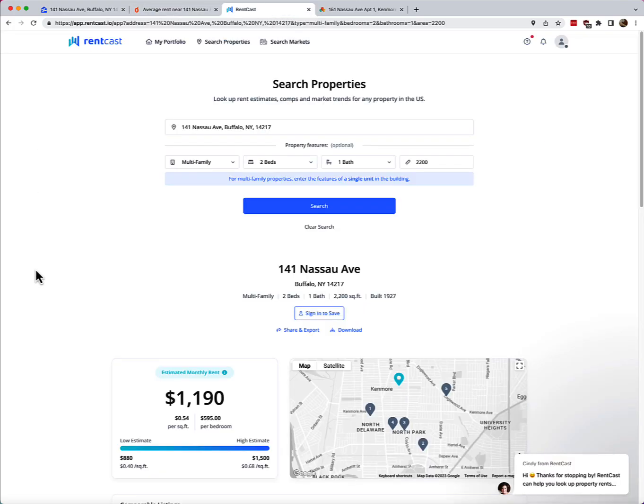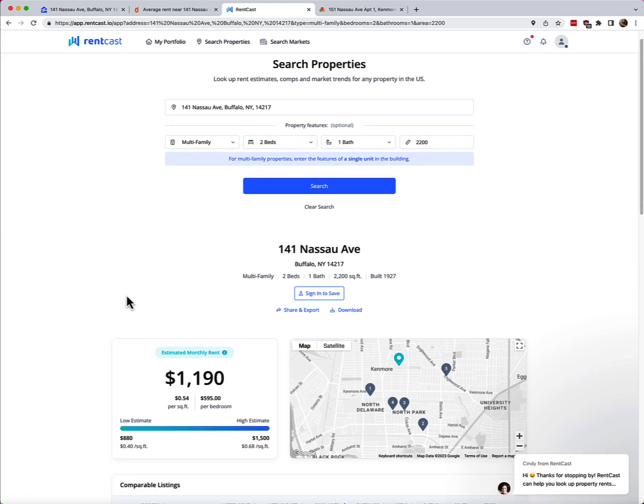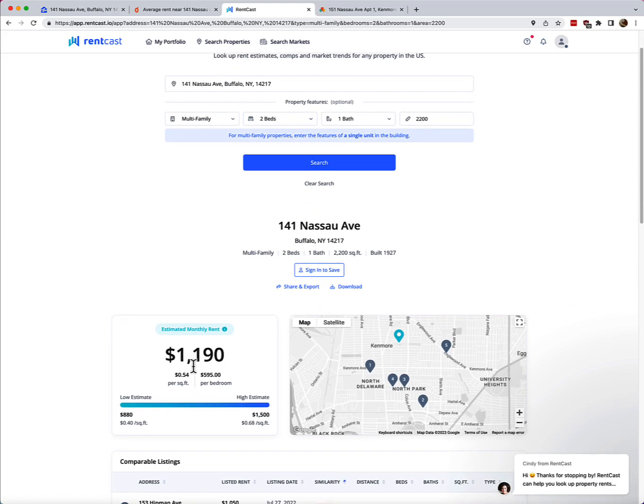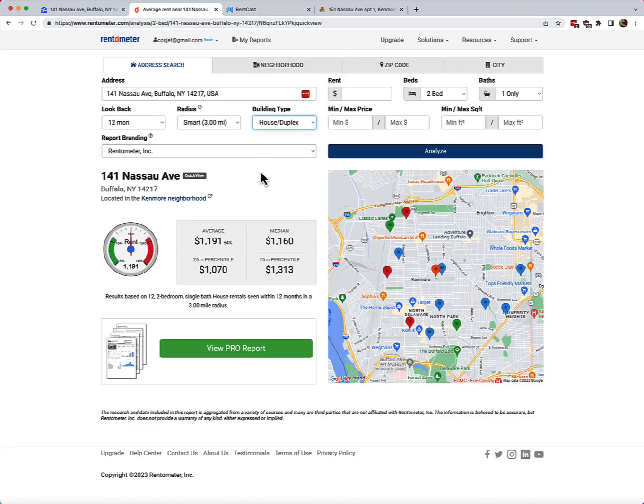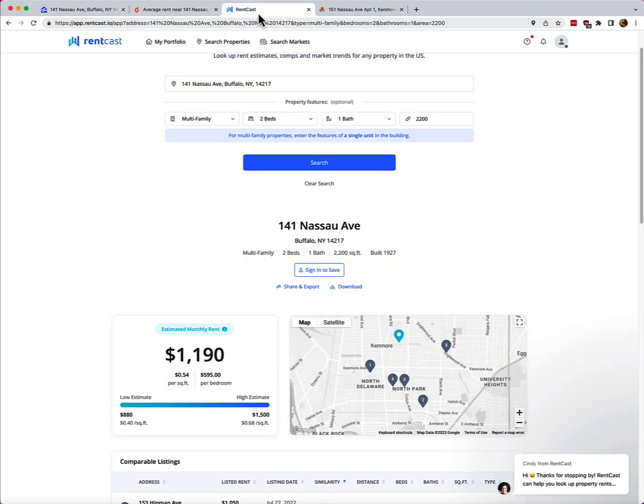And here it is Rentcast. And I've already plugged in the address. I choose multifamily from the type, 2 beds, 1 bath, and it already pulls in the square footage. And here I get a monthly rent of $1,190. Now compare this back here to $1,191 average. That's pretty damn close. And you'd almost be thinking that they're using the same data set, but I know that they are not. But the fact that you now have a second data point to base this on is even more important, right? So now we have 2 data points.